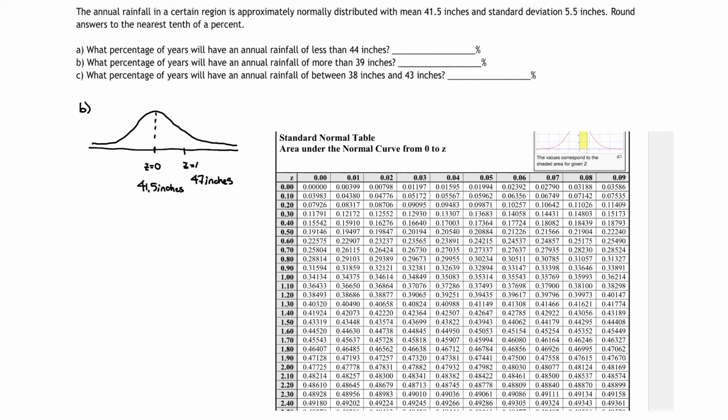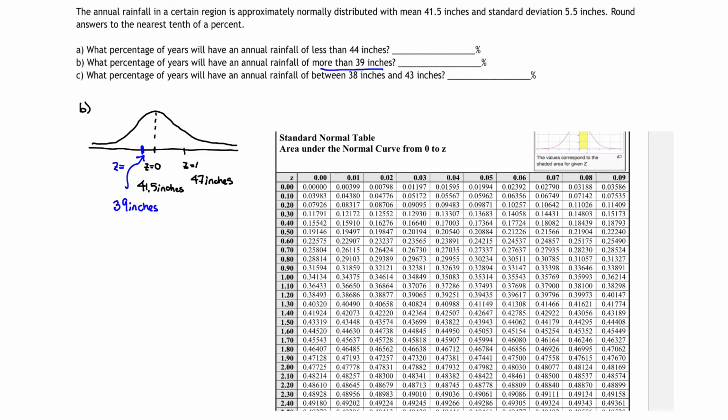And what are we asked in this problem? We are looking for the percentage of years that have an annual rainfall of more than 39 inches. So now we're actually on the left side of z equals 0. 39 inches is over here somewhere, right? And just as we did with part A, one of our very first tasks is to find the z-score that corresponds to 39 inches.